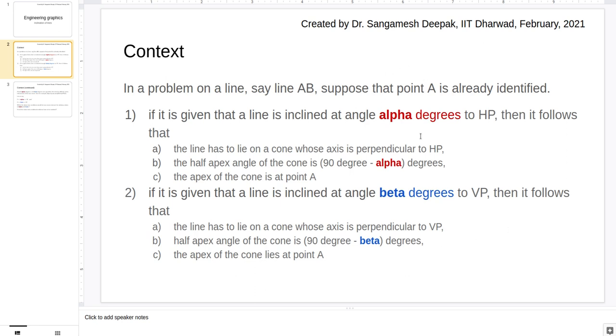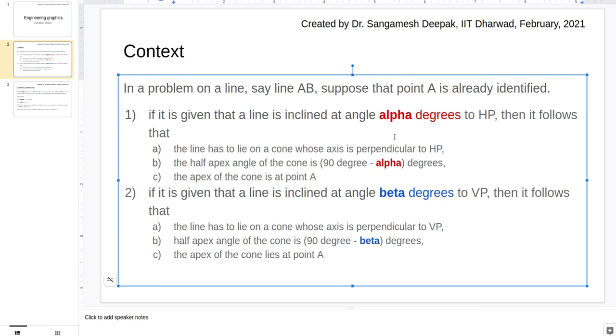So the way to solve is, for example, if you take this alpha degrees to HP, we identify a set of lines. All of them have one of their points as point A. The other point is such that the line is inclined at alpha to HP. We collect all such lines, and when we collect them, they form a cone. This is something we had seen in detail while solving one of the previous problems.